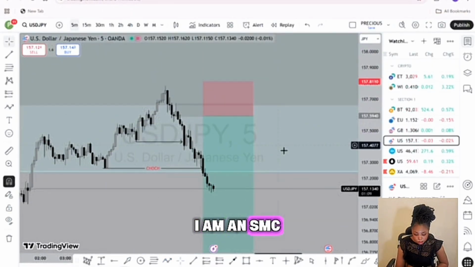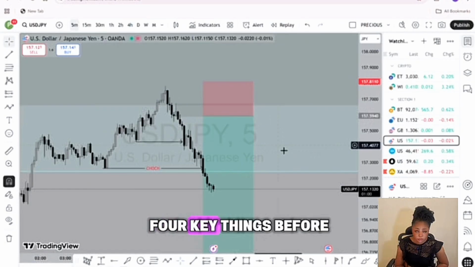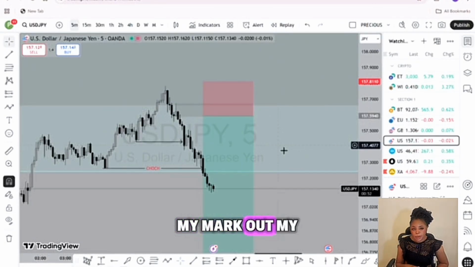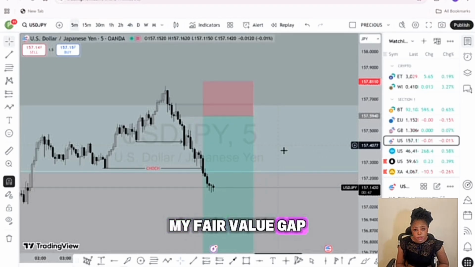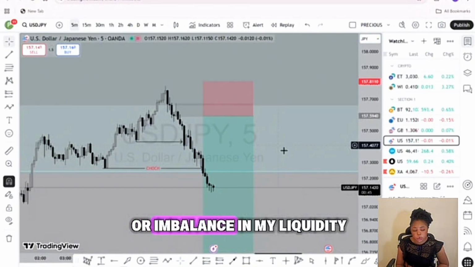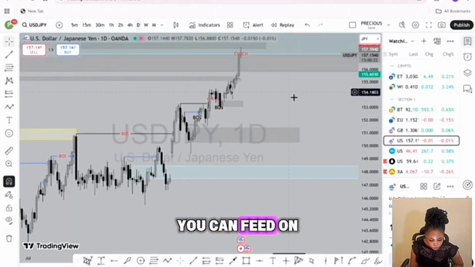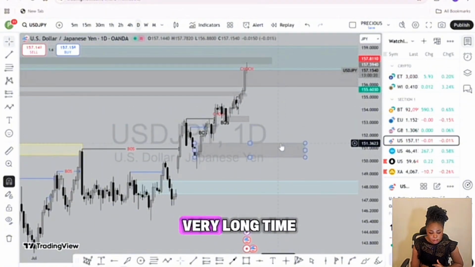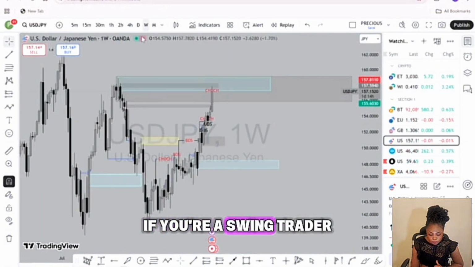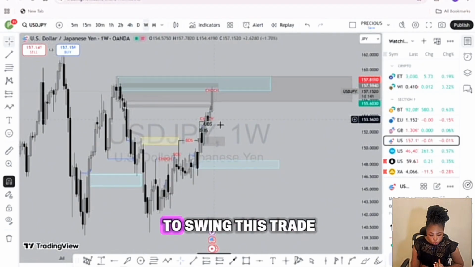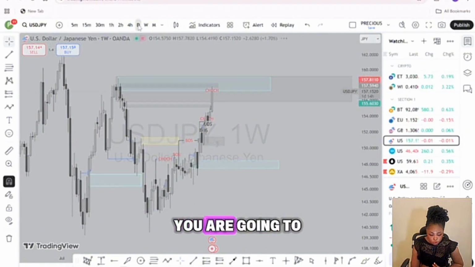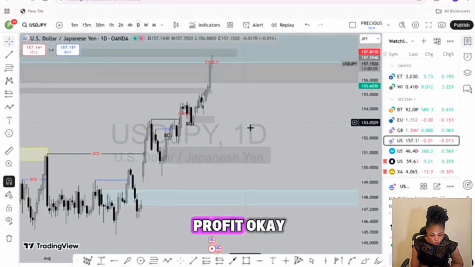I am an SMC trader, and market structure is very key for me. I love to spot 4 key things before I trade: mark out my structure, my order block, my fair value gap or imbalance, and my liquidity. You can feed on this trade for a very long time. If you're a swing trader and you just want to swing this trade for a long time, you are going to be in so much profit.